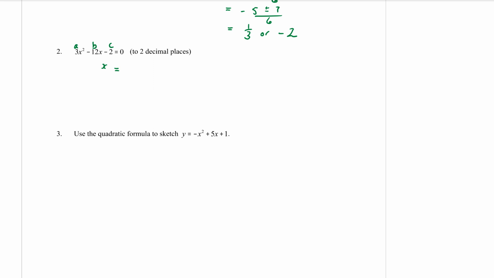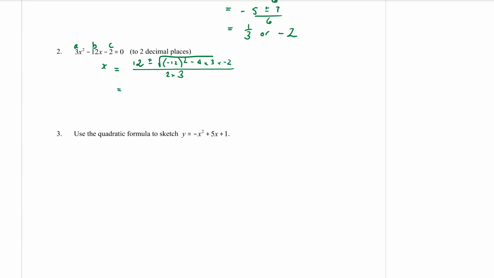Now, b is a negative number, so the 2 minuses mean that that's going to become a positive 12 out the front there. Then plus or minus, big square root sign. b is -12, so when I square that, you always remember to put that into brackets. And again, a few people made that mistake on the last test. If you don't put that in brackets, it won't square the minus sign and you will get the wrong number. Then -4 times a, which is 3, times c, which is -2. All over 2 times 3.